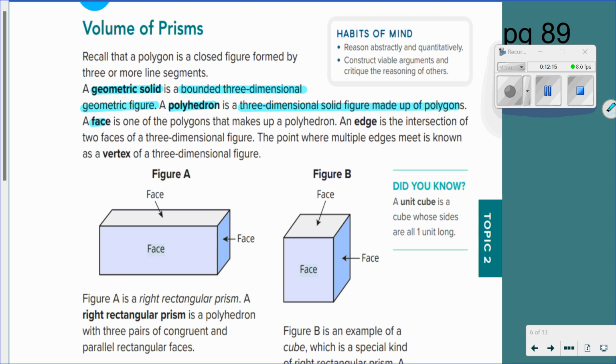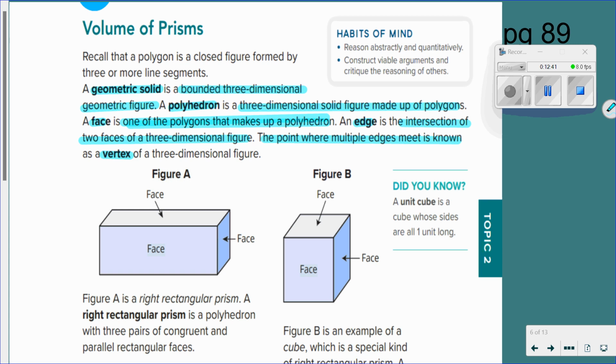A face is one of the polygons that makes up a polyhedron. In other words, when I look at the sides, it'll tell me what that shape is. An edge is the intersection of 2 faces of a 3-dimensional figure. And then our last part on this is the vertex, which is the point where multiple edges meet.